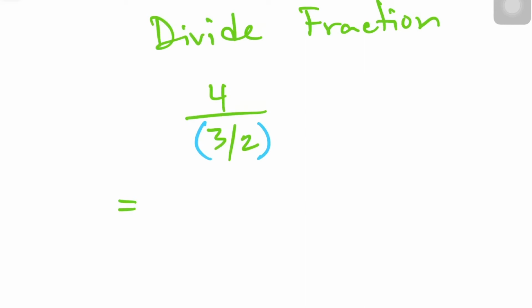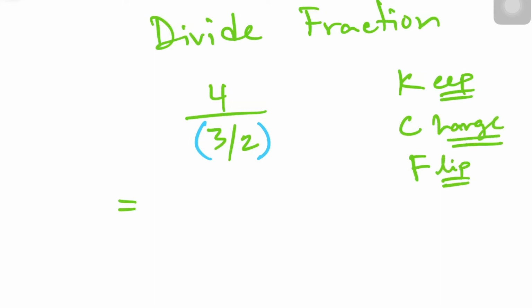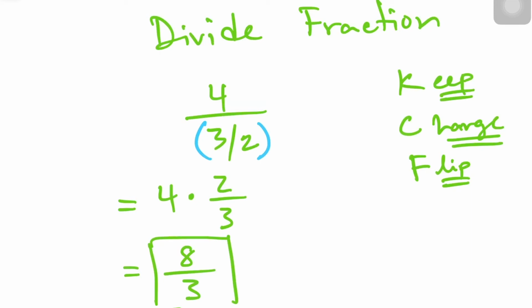Okay, so the best way to solve this problem is using KCF. That means keep, change, and flip. Keep the numerator, that is 4. Division changes to multiplication sign, and we are going to flip the denominator too. So 2 goes on top, 3 goes in the bottom. So 4 times 2 is equal to 8 divided by 3.